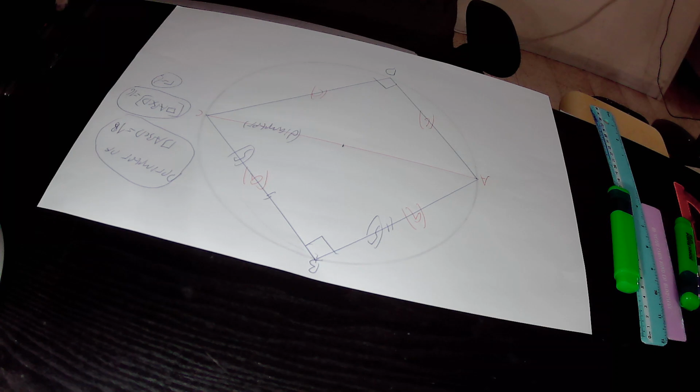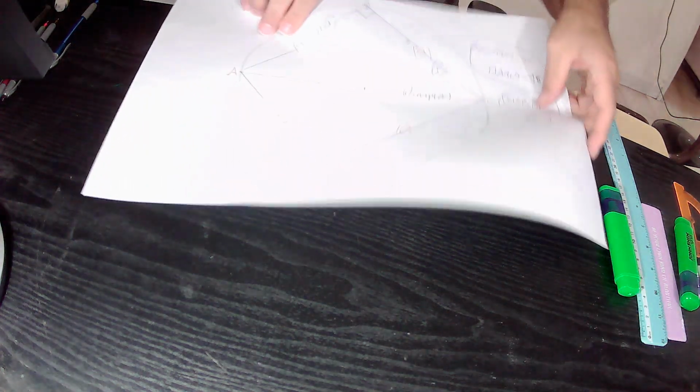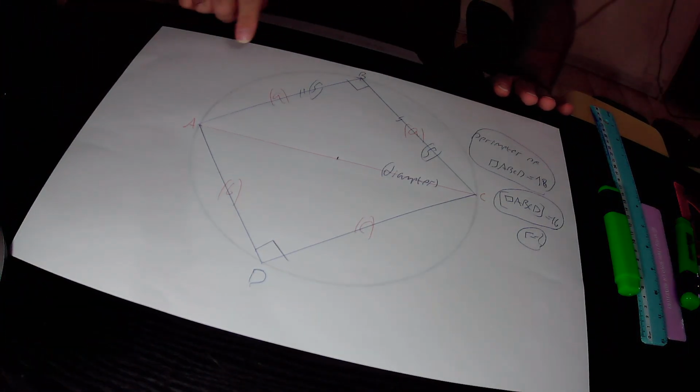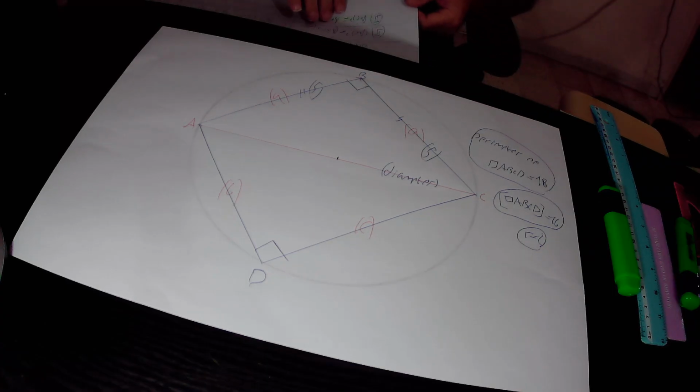The next step, we implement the Pythagoras theorem on those two right angles, the right angle ABC and this right angle ADC. According to the Pythagoras theorem, in a right triangle, the square of the hypotenuse equals the sum of the squares of the perpendicular sides. So in the right triangle ABC, it means that AC squared, that is the square of the hypotenuse, equals AB squared plus BC squared.